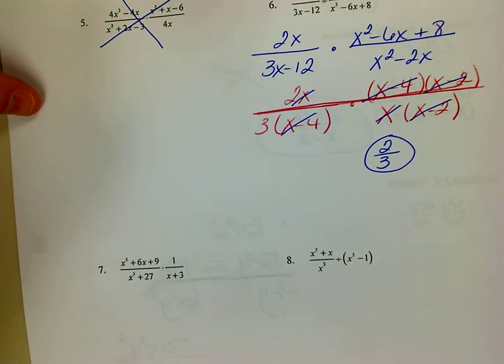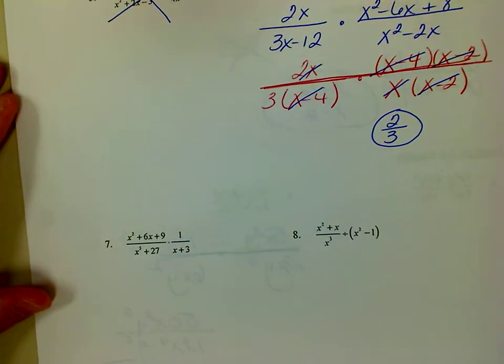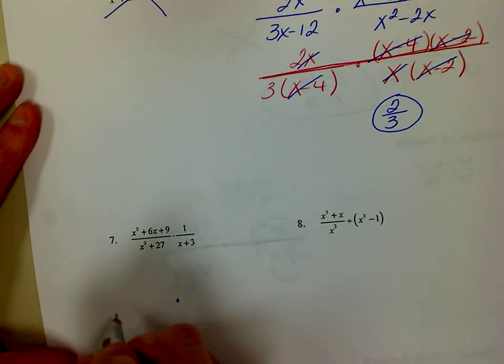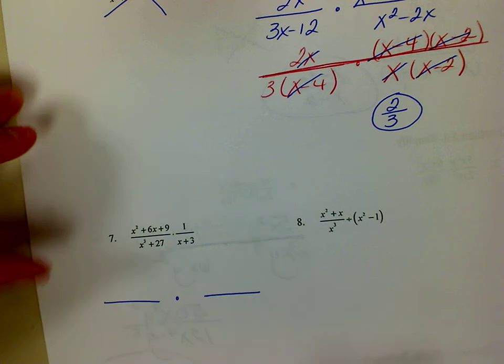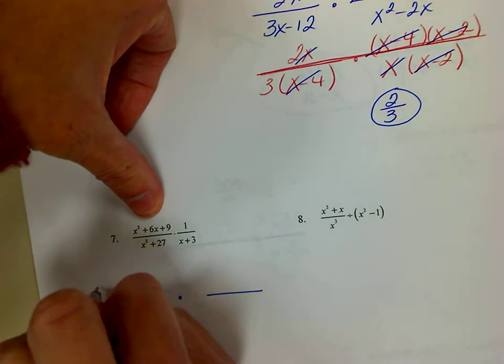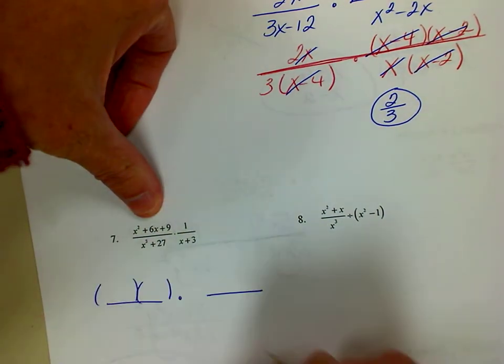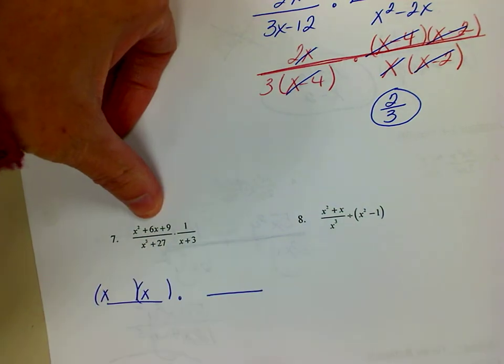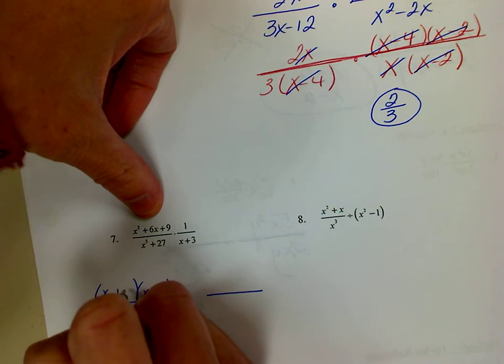Okay, let's go to number 7. This time I already have multiplication, so I don't have to change anything. But now I'm going to factor. This one, I have a trinomial. There's nothing I can take out. I have x and x, and two numbers that multiply to get 9 and add to get 6. That's 3 and 3.